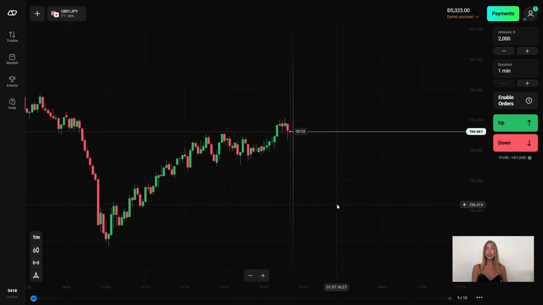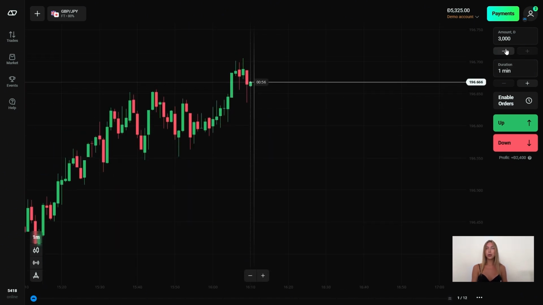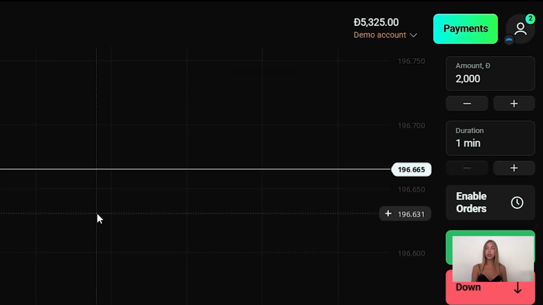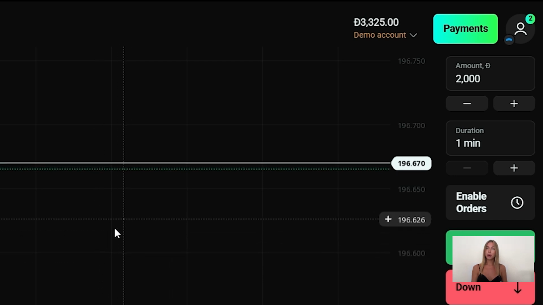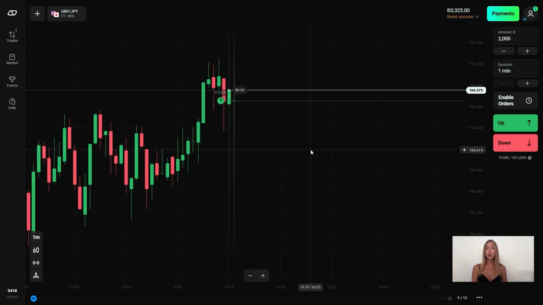So I open the necessary currency pair for the trade. I will use 2,000, 1,000 more than in the previous trade. Nevertheless, I think the trade will close in profit and I will be able to earn from it.